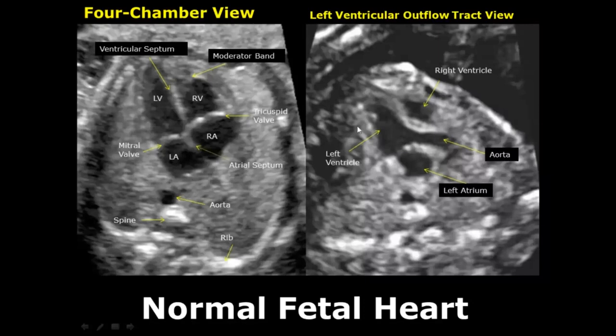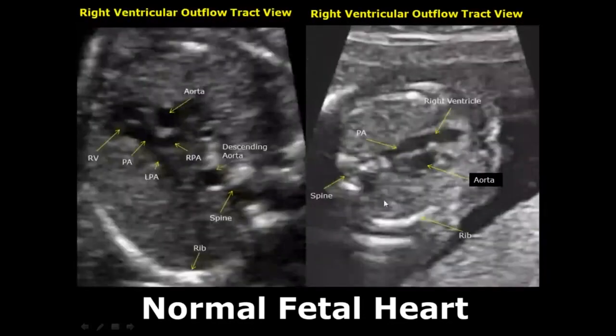In the left ventricular outflow tract view, we see a proper appearance of the left ventricle and the aorta, and here is the right ventricle and the posterior most left atrium, and part of the descending aorta is also seen here.